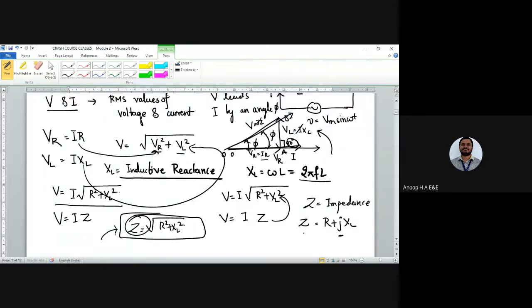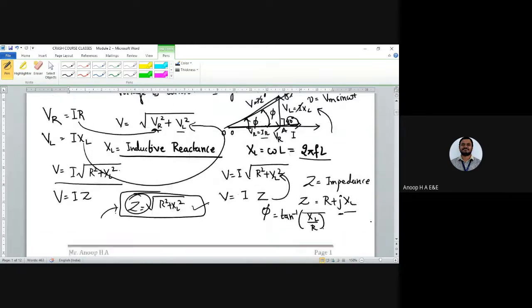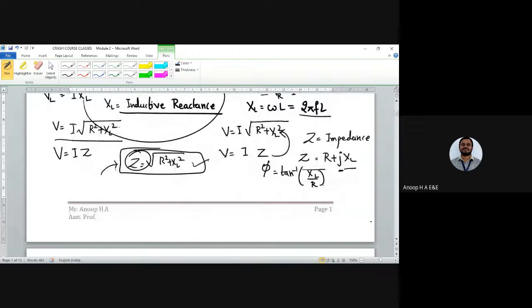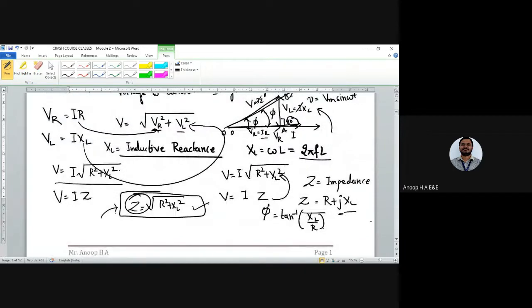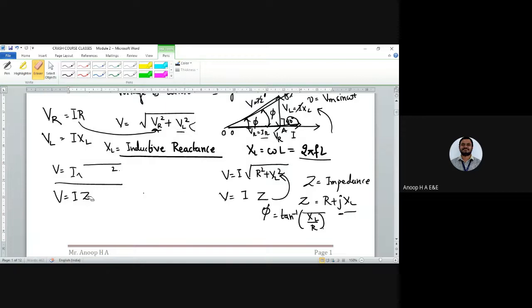Got it? So Z would be equal to R plus JXL, and I'll have angle phi, which you can find as XL by R. Phi will be equal to tan inverse of XL divided by R. Got it? So any doubts up to this point regarding these equations? Before we move ahead with the concept of the current equation waveforms and all, any doubts?